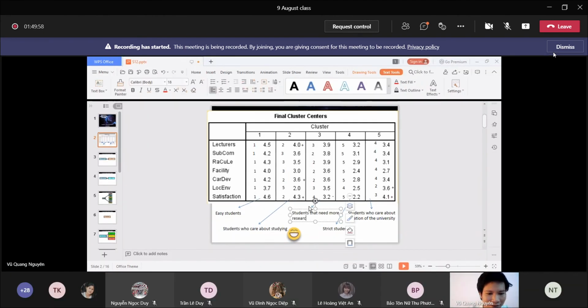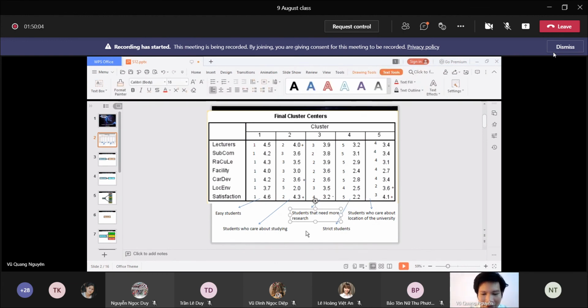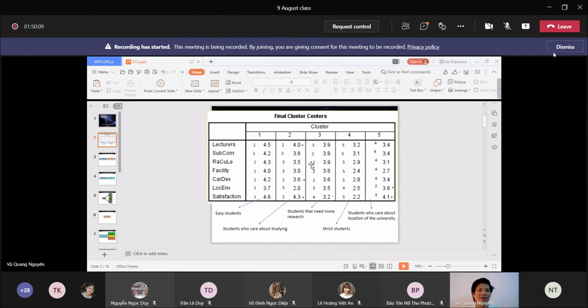Those that need more research, because our model cannot explain their behavior. I propose lecturer, subject complexity, rationality of curriculum length, facility, career development, location, environment. But those guys are not satisfied, although they have high scores in all aspects. It means that they are driven by other things outside of the model. So I say this cluster needs more research.